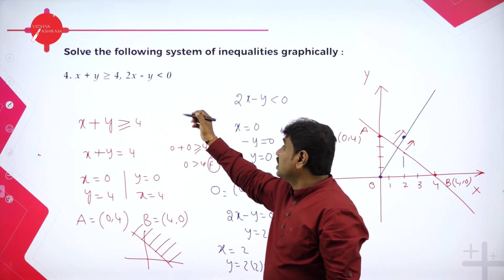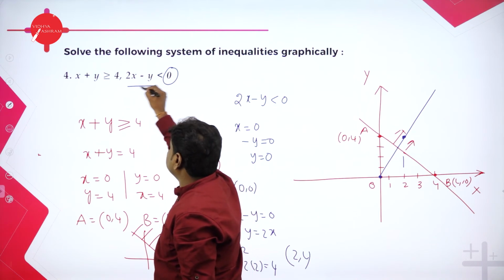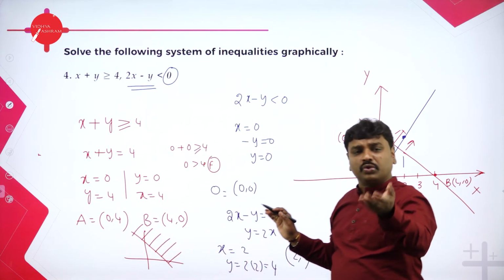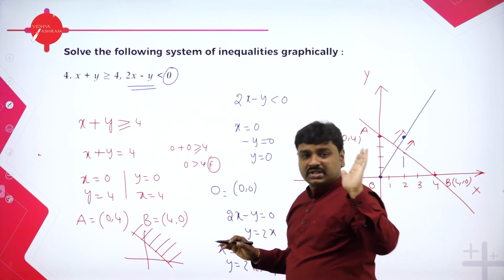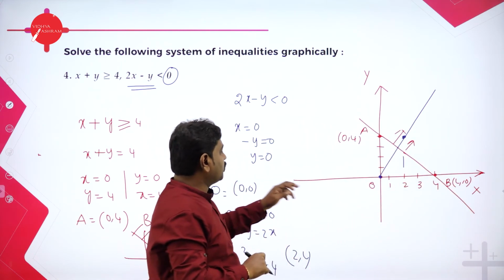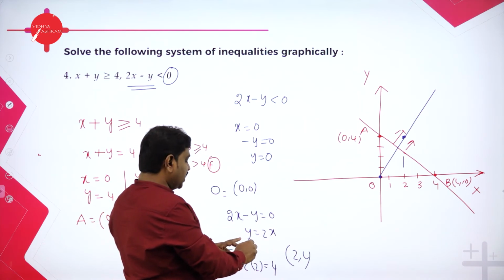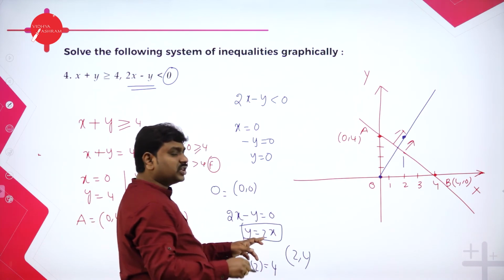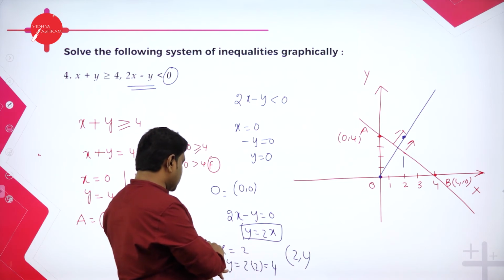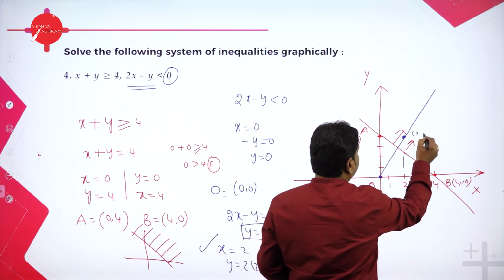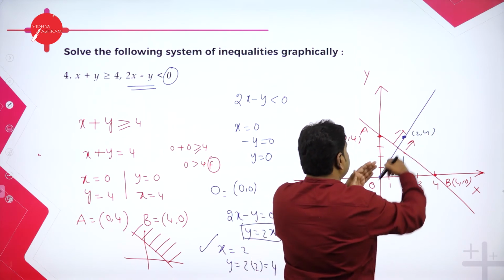This is a special line. Here the right side number is 0, only x and y are there. This is a line passing through the origin. If you put x as 0, you will get y as 0, and if you put y as 0, you will get x as 0. So one point you should choose: rearrange 2x minus y, equate it to 0 and get the y value. What is y? 2x. You choose any x and you will get y. I am choosing x as 2, I get y as 4. 2 comma 4 is a point. Here I got 2 comma 4. So take this point, take a scale and stretch it.